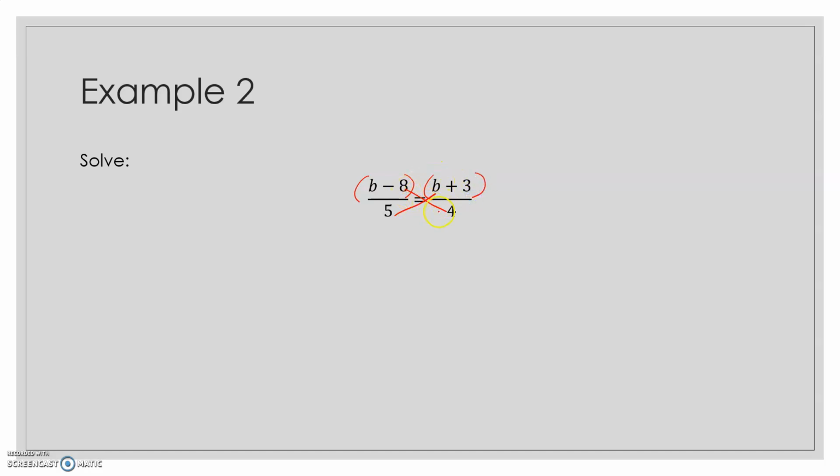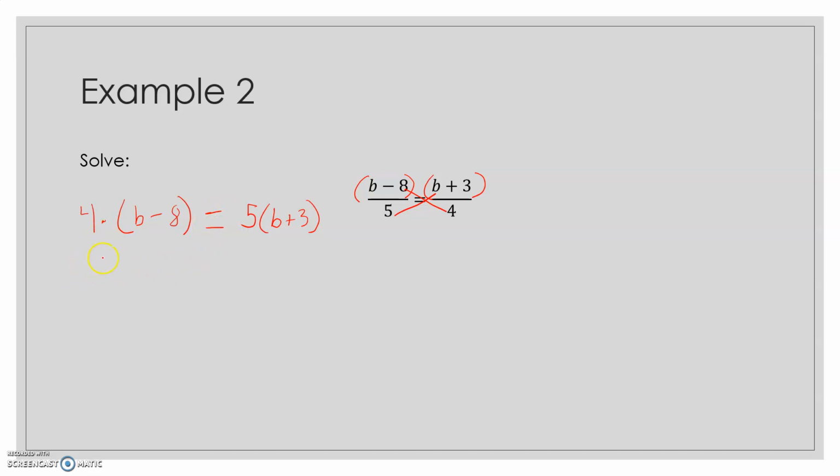So our 2 multiplication problems that we're going to have are first 4 times b minus 8. And then our other multiplication problem we're going to have is 5 times b plus 3. So first step, cross multiply those things that are diagonal from each other. And then what we know about those 2 products is they're equal to one another. And then from there, we're solving for the variable.